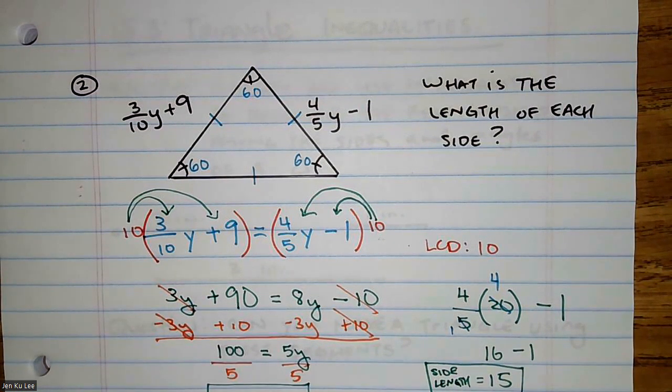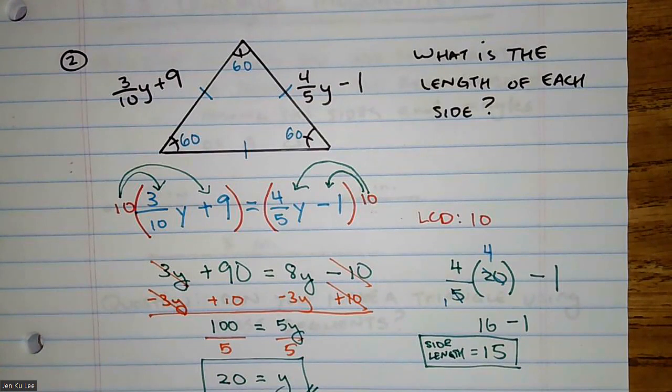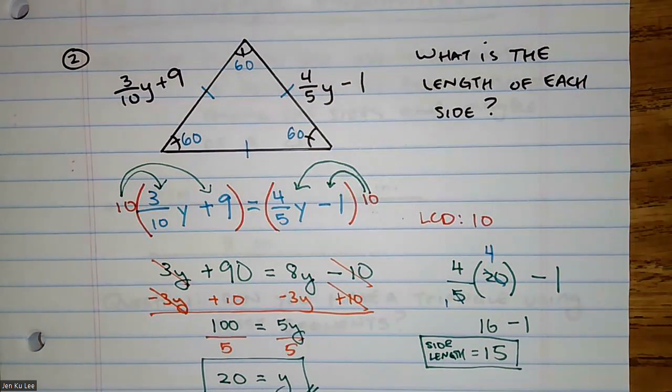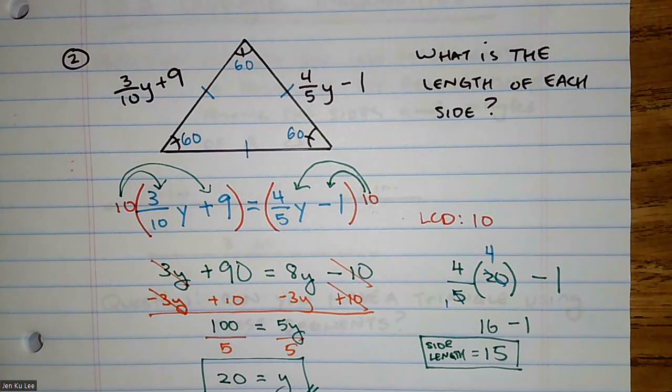So each side length equals 15. All right, and that's the lesson for 15.2 on isosceles triangles and equilateral triangles.